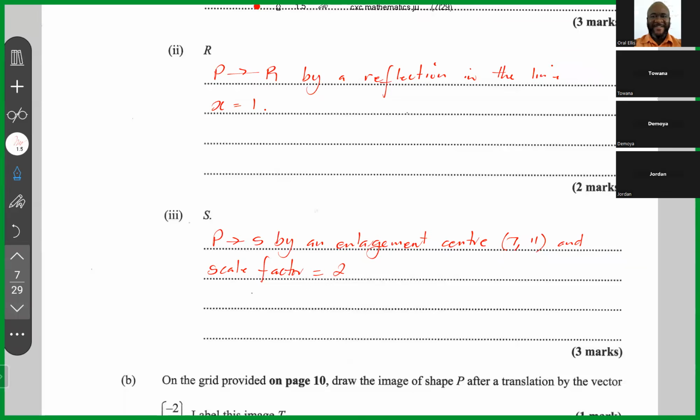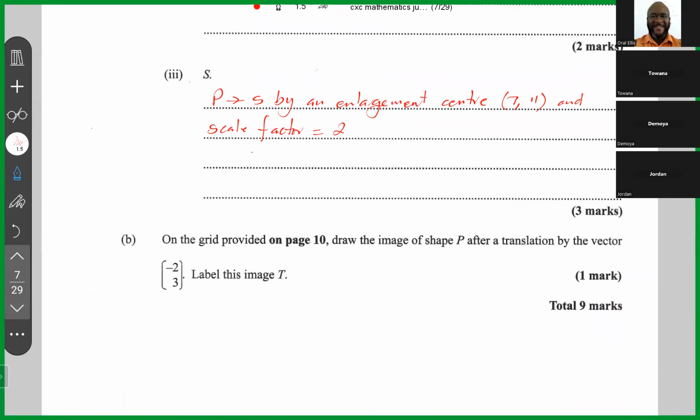B part of the question, which is the last part, it says on the grid provided on page 10, draw the image of the shape P after a translation by the vector -2, 3. So the translation vector T being -2, 3 is telling me how to move the shape. The top value tells me how to move it horizontally, and the bottom value tells me how to move it vertically.